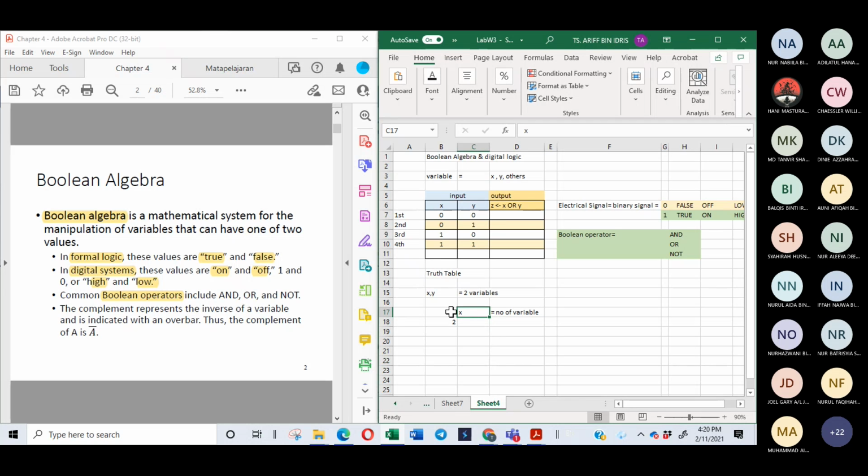So how many variables do we have, class? 2, right? So 2 power of 2. Let me separate it. So what is 2 power of 2, class? 4. Equivalent to 4, excellent. This is equivalent to 4 input combinations.